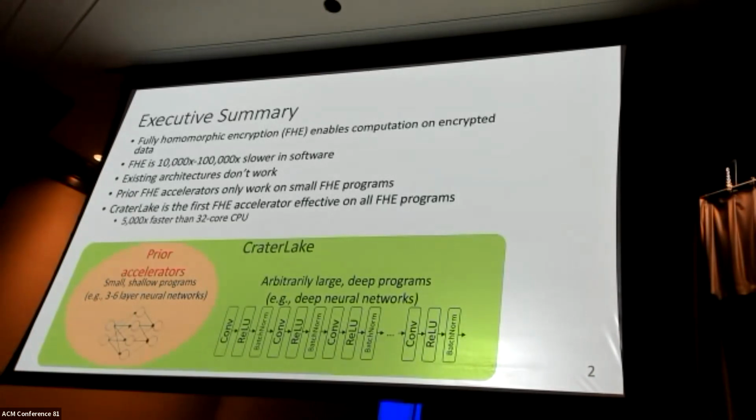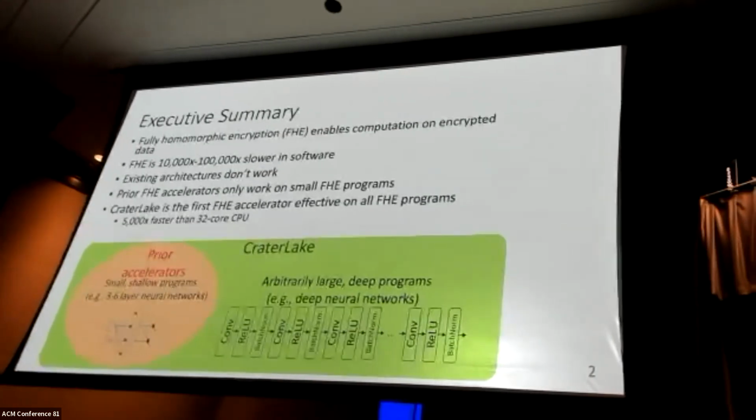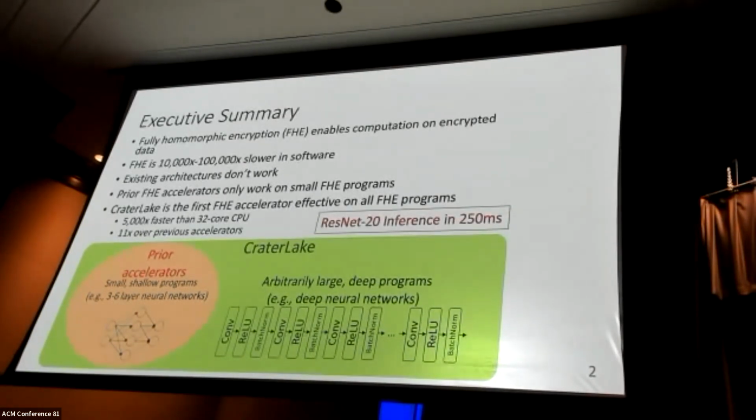Specifically, it supports a 5000x speedup over a 32-core CPU and an 11x speedup over state-of-the-art FHE accelerators. Now, to run ResNet-20 inference on encrypted data today on a CPU takes over 20 minutes. And CraterLake brings this down to 250 milliseconds.